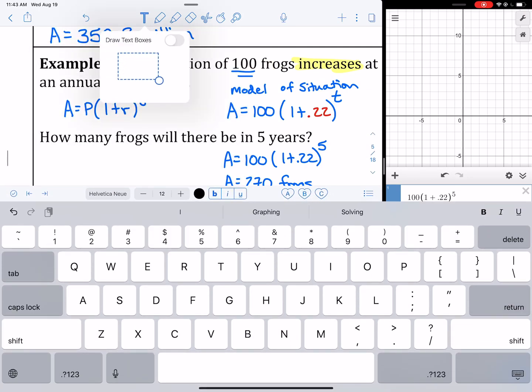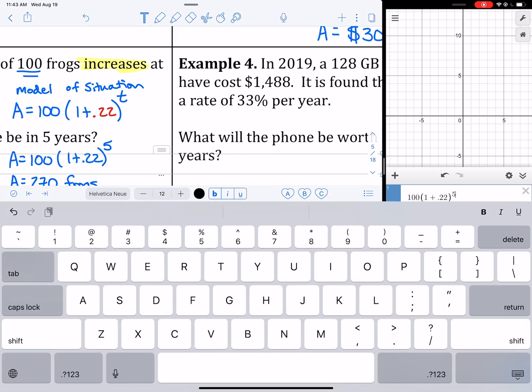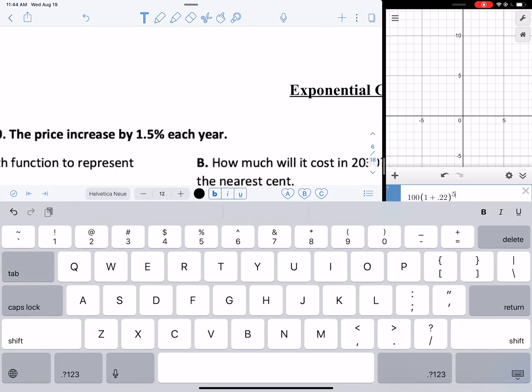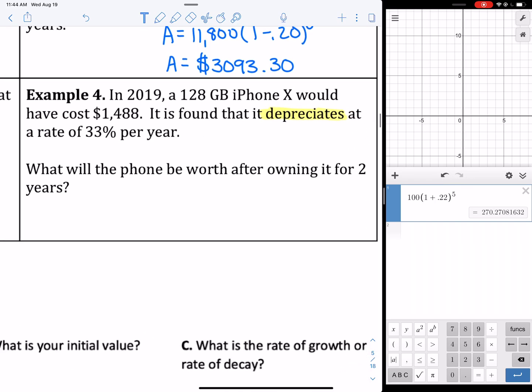Oops. Sorry about that. Let's see. How do I get that to go away? There we go. Okay, sorry about that. I just clicked on something by accident.